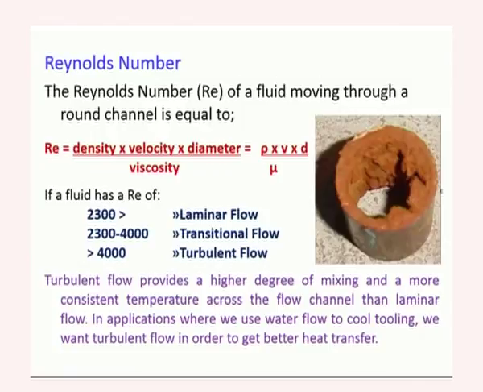Here d refers to diameter if it is a pipe. If it is over a flat plate, then we go for L. And then for a Reynolds number value less than 2300 it is laminar flow, and greater than 4000 it is turbulent flow. In between is what we call transitional flow. And then, in laminar and turbulent flow, the turbulent flow provides a very high degree of mixing, which is useful in certain applications where you want better heat transfer.